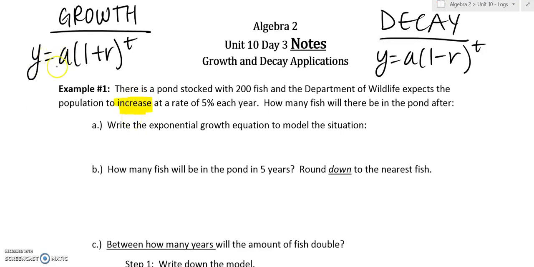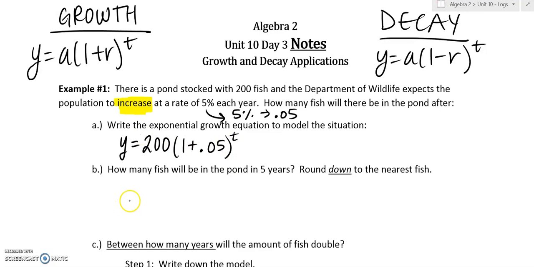I'm going to use the growth model, and I'm going to plug in what I know. I know that there are 200 that they stocked in the pond. I know that the rate that they're increasing is 5%. Remember yesterday we worked backwards on that? We got 0.05, so for my rate I put 0.05. No clue on t, the model wants the general form. So there's my model.